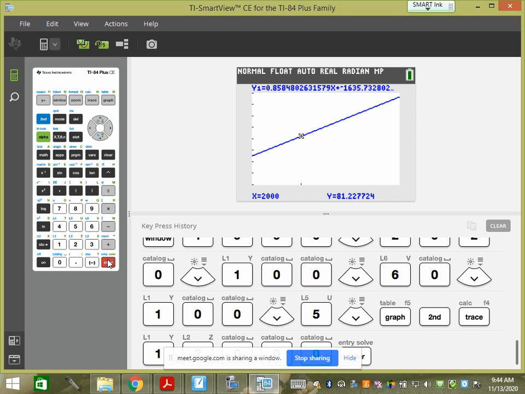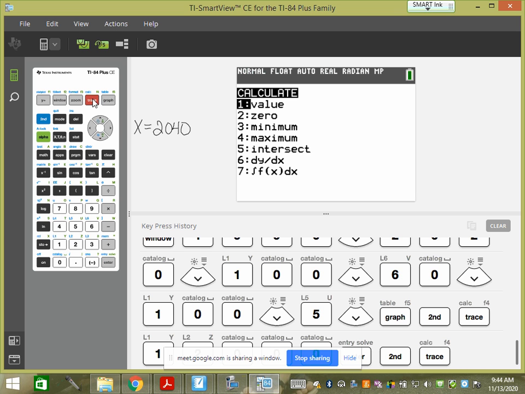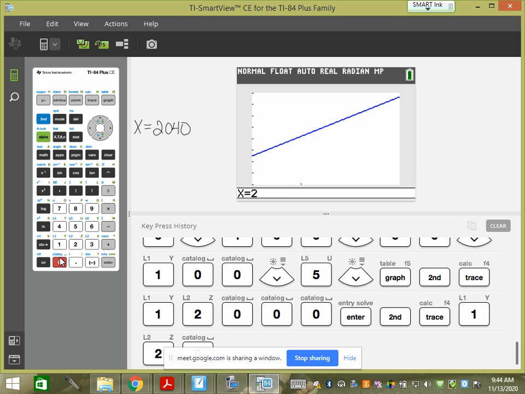Now I'm going to ask you for a different year. So I'm going to do the year 2040. So I want the year, and I hope you all error, which you should. I want the year 2040. So that means I want X equals 2040. So we're going to do that. We're going to go second, trace, value, 2040.